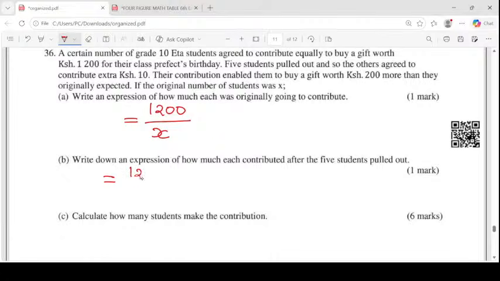1,200 all over X minus 5, the 5 learners who pulled out. That is the expression, or you can write it this way: what they were originally to contribute, which is 1,200 over X, but now plus 10. These two are all correct.